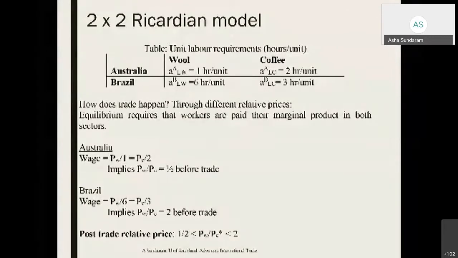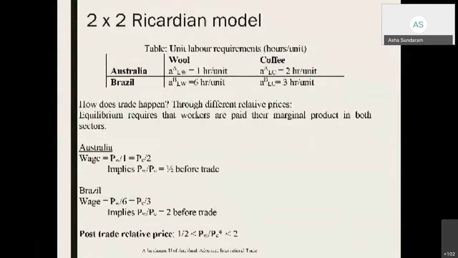Whichever country has the lower relative autarky price for that product has a comparative advantage in that product. Okay? So we say that autarky prices are a signal of comparative advantage. That's one thing you want to hardwire in our brains: relative autarky price signals comparative advantage. Now, we know what the prices are in Australia and Brazil in autarky. Suppose these countries open up to trade, then what is going to happen in equilibrium?